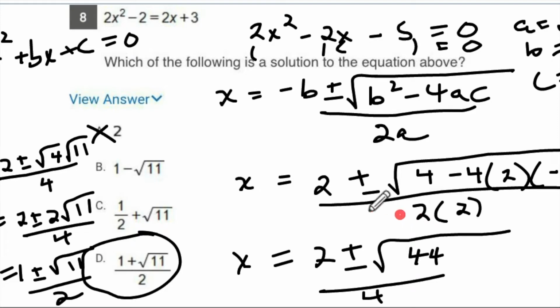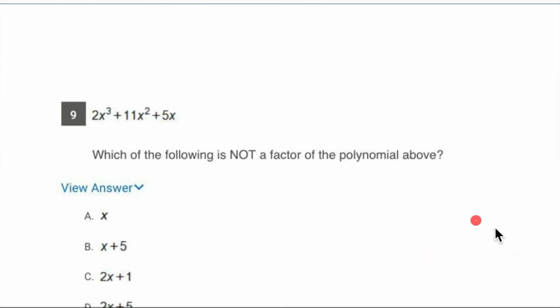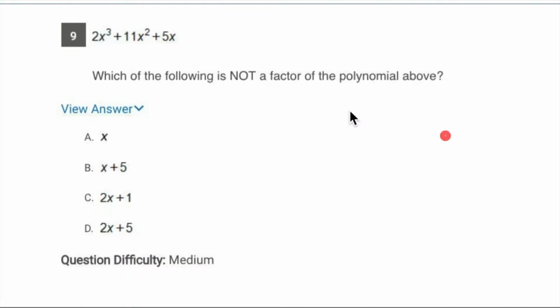Number 9. And this is kind of interesting. Well, not that interesting. This one says, which is not a factor of the polynomial above. It's not an equation, but this is a polynomial that we're going to factor because they're asking which one is not a factor. So we're going to get that down first. So this is just a factoring problem. The difficulty is medium here.